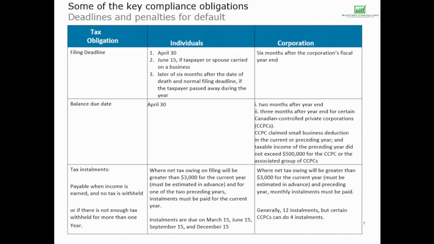For example, if last year your taxes were 3,500, and you estimate that by the end of this year the corporation or business tax will be 4,000, CRA expects that every quarter, by March 15th, June 15th, September 15th, and December 15th, you are making those payments in installments.